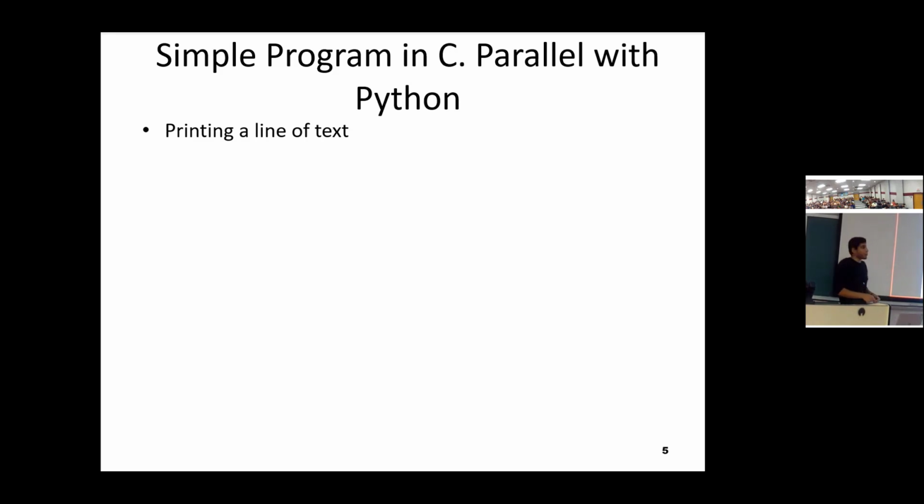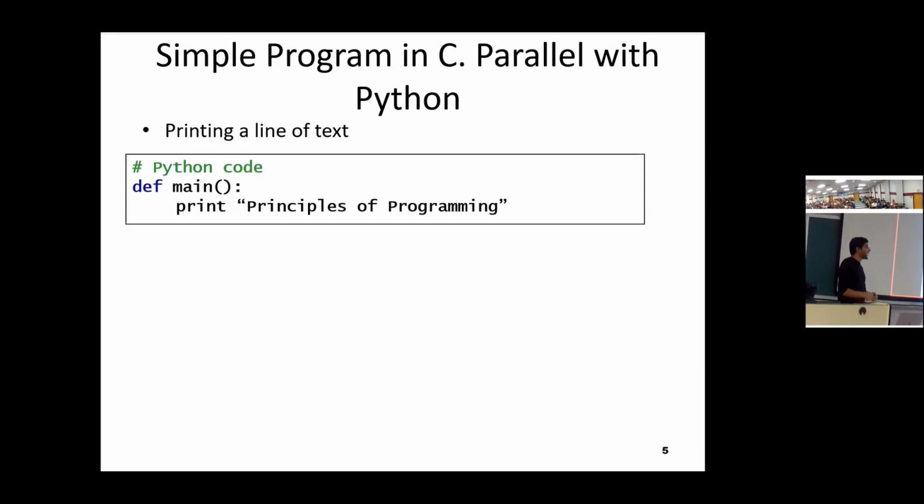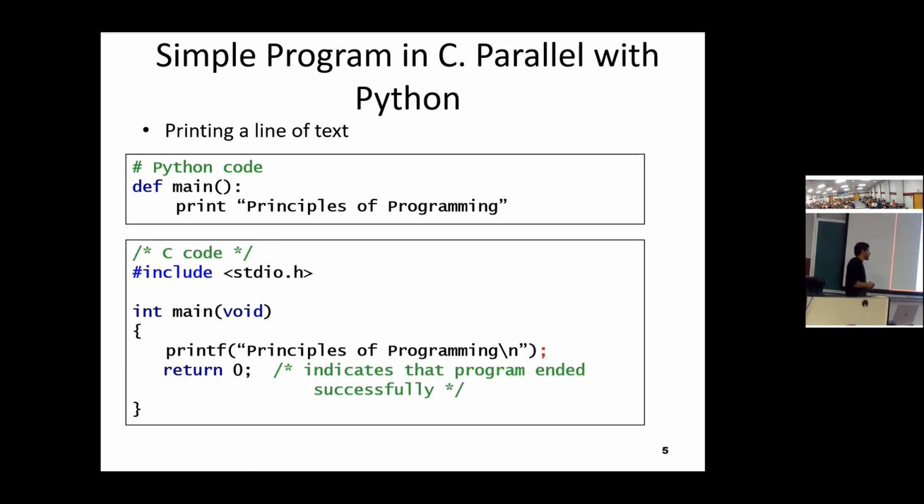Well, to compare C to Python, and this is the reason I'm doing this example, you will see the big difference between Python and C right now. In Python, you really write a single line of code. You just say def main and then print something, right? In C, well, you do it in a more verbose way, okay?